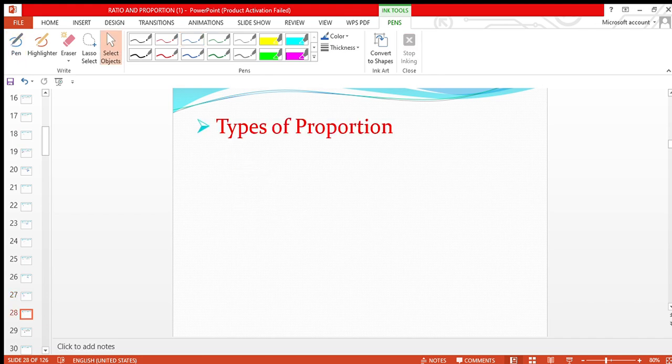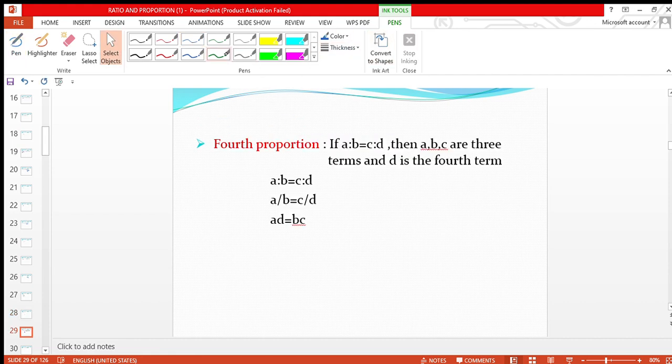Okay, next, types of proportion. Here we have different types, right? First one, fourth proportion. If A is to B is equal to C is to D, then A, B, C are three terms and D is the fourth term.